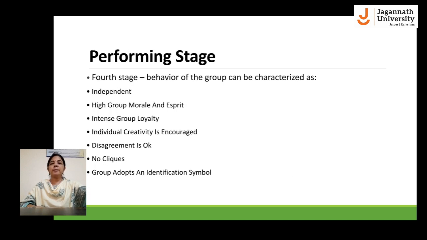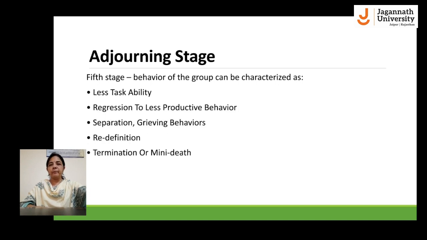Then the fourth stage is the performing stage, and the behavior can be characterized as independent. High group morale and spirit is there. Intense group loyalty is established. Individual creativity is encouraged. Disagreements are okay because at this point of time they convert into functional conflict. No cliques are there. Groups adopt an identification symbol.